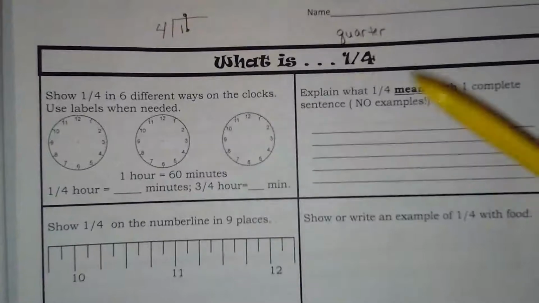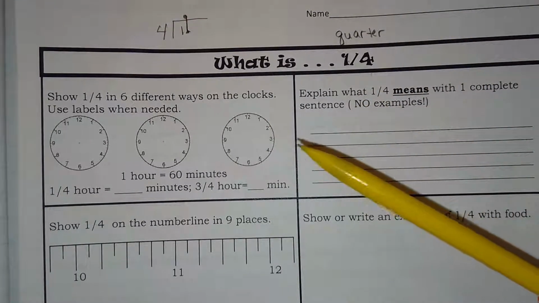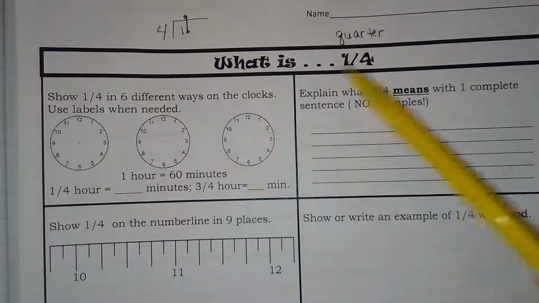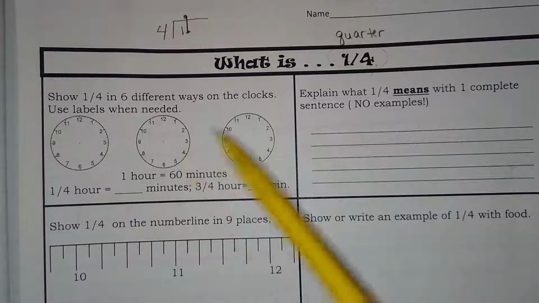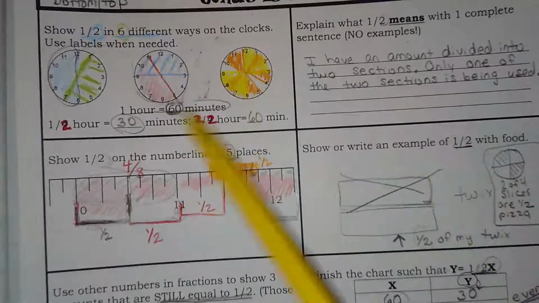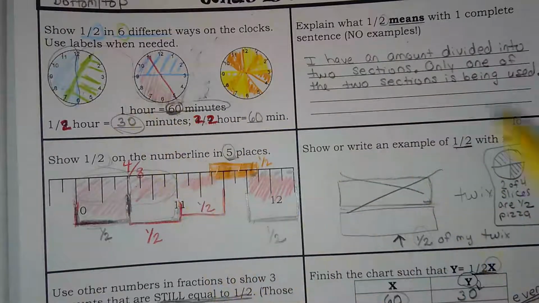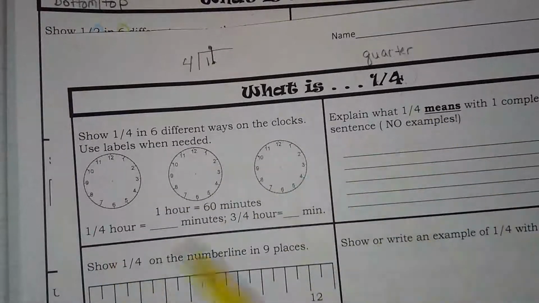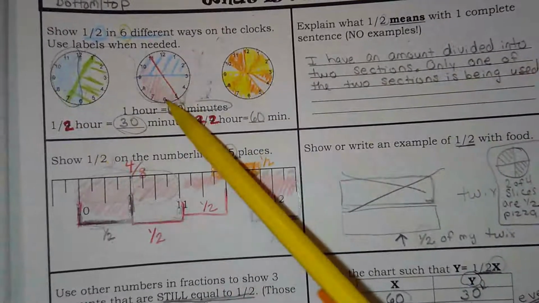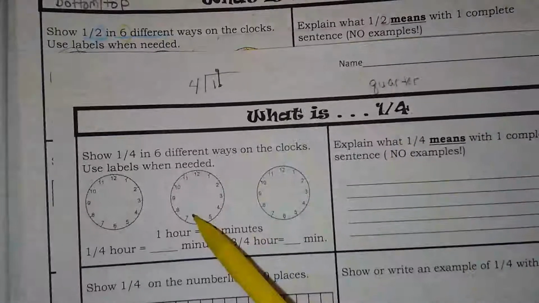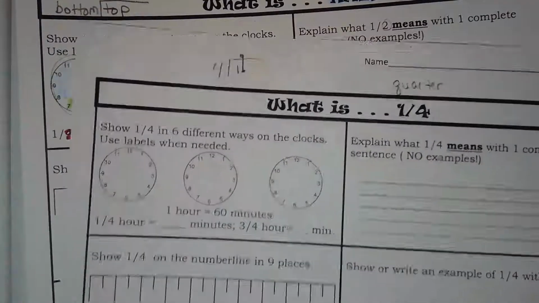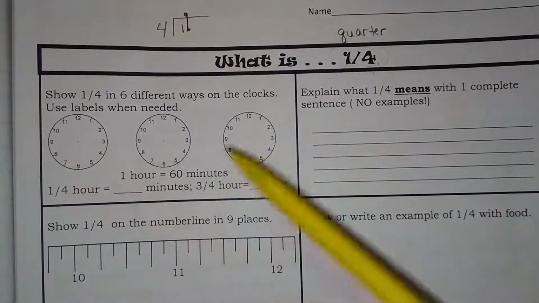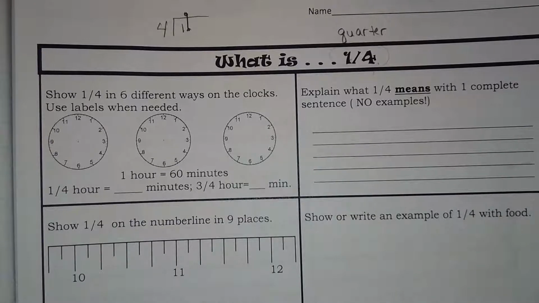Now, given that, the rest of this page looks very similar to what you did for 1/2, but now you need to think in terms of fourths. So you need to show 1/4 in 6 different ways on the clocks. Remember, use the colors so that it's easy to tell. All right, here was 1/4, here's another fourth. You will not have the overlap on these clocks like you did for 1/2. Why? Because 1/4 is a smaller amount. So you can show it more times on these clocks without overlapping.